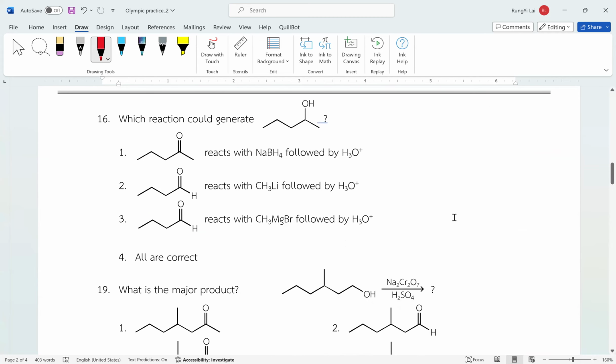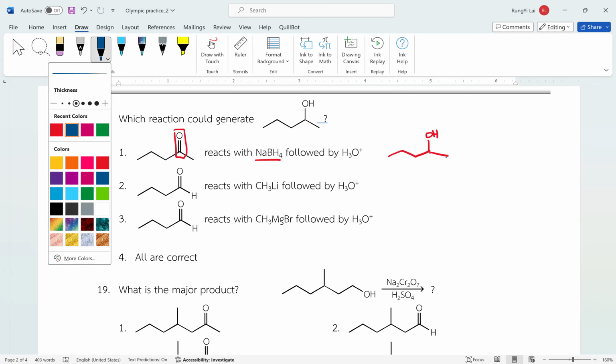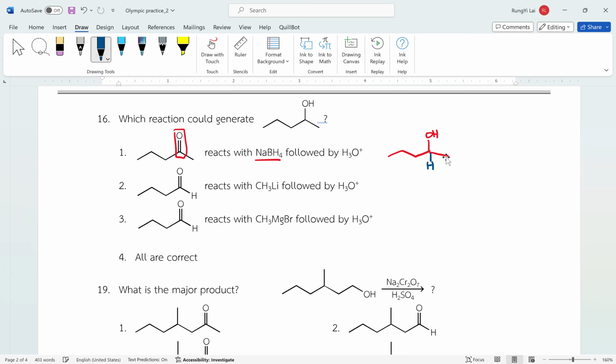Okay, so the next one is: which reaction could generate this alcohol? We can check one by one, okay? Let's see the first one. The first one is the ketone. Does it react with sodium borohydride? Okay. That means your product will become the alcohol with OH. This hydrogen comes from sodium borohydride, so it's correct.